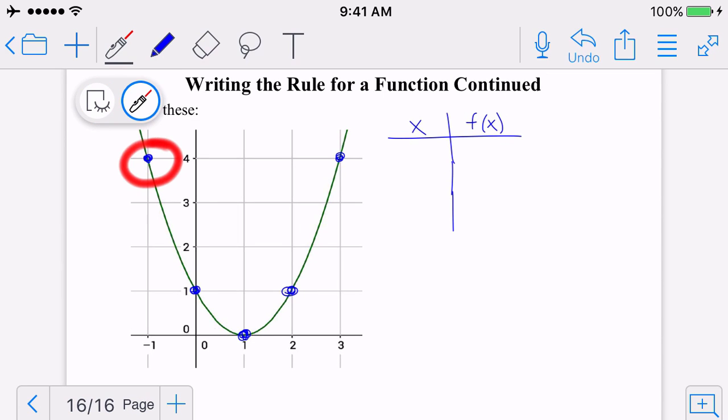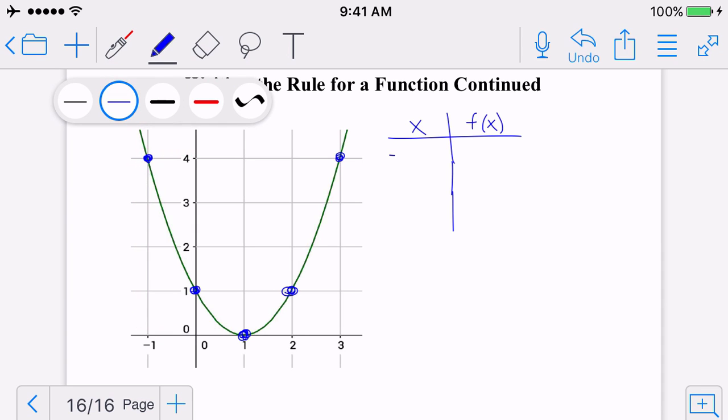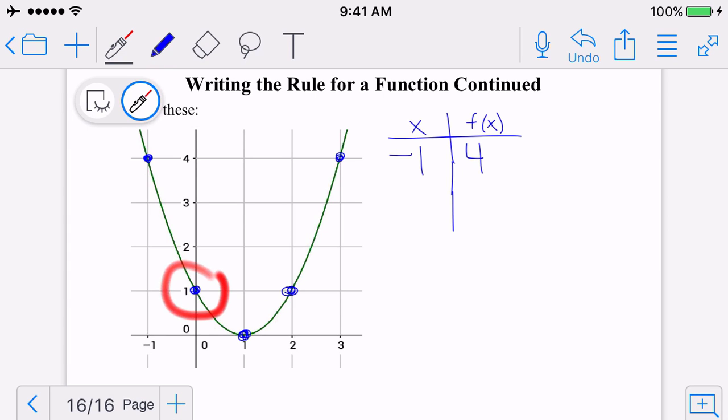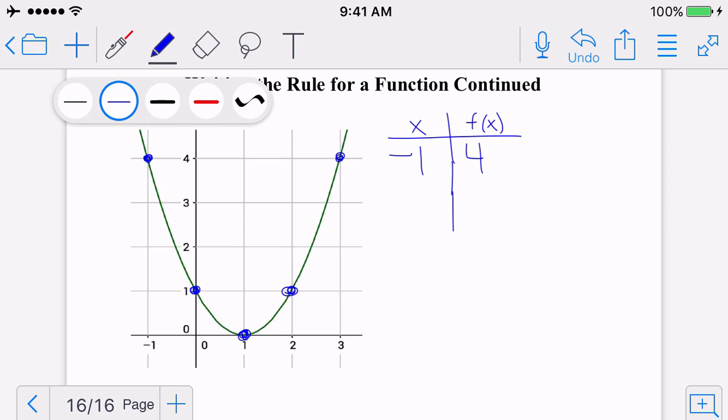Okay, we've got this guy here. So that's at negative 1 and then up to 4. So negative 1, 4. Our next one here, our x value is 0, and we're up at positive 1. And then we've got 1, 0 for our y that time. Then 2, 1, and 3, 4.